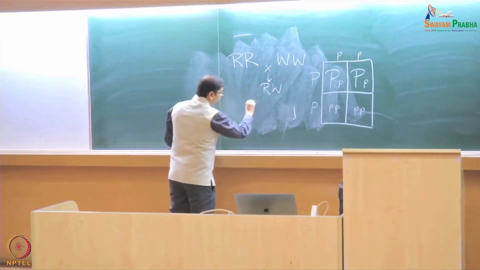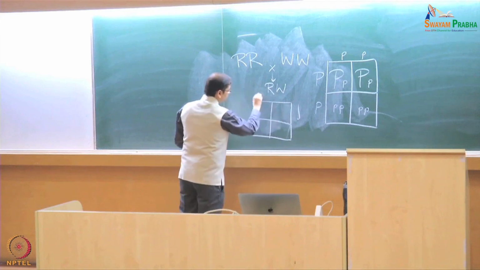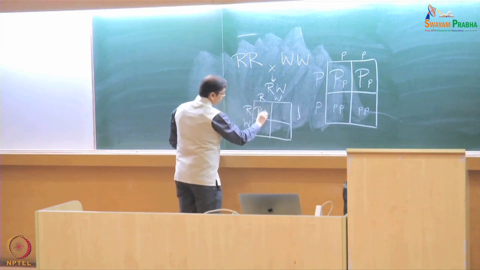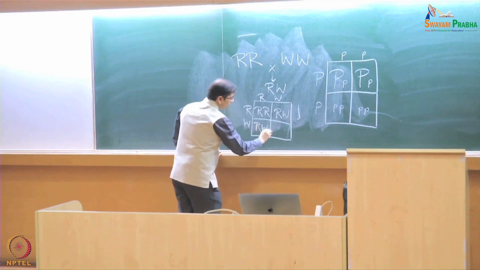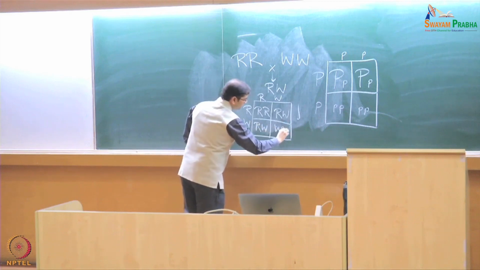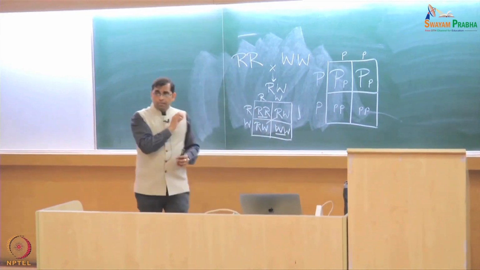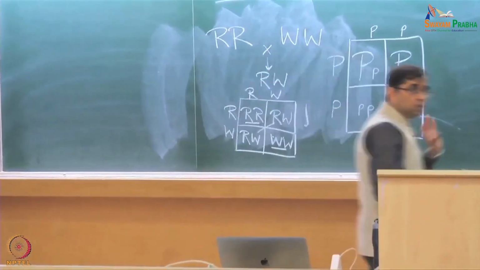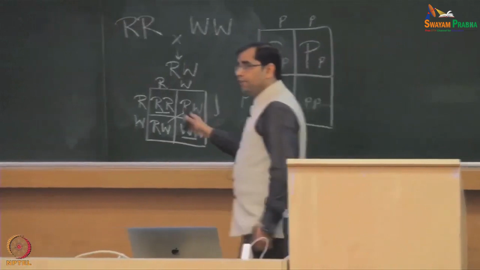And now when they do the cross from this, you get one red, one white and two pink. Alright? So this is not following the Mendelian law of dominance, right? It is not showing you that 3:1 pattern. At the phenotype level, we have a ratio which is 1:2:1.